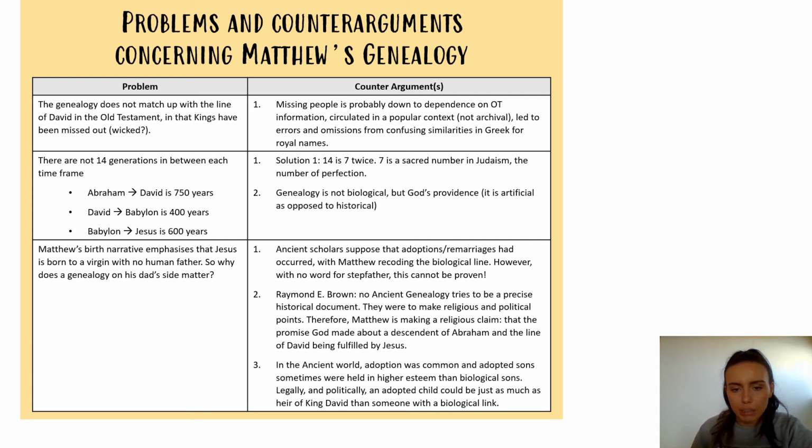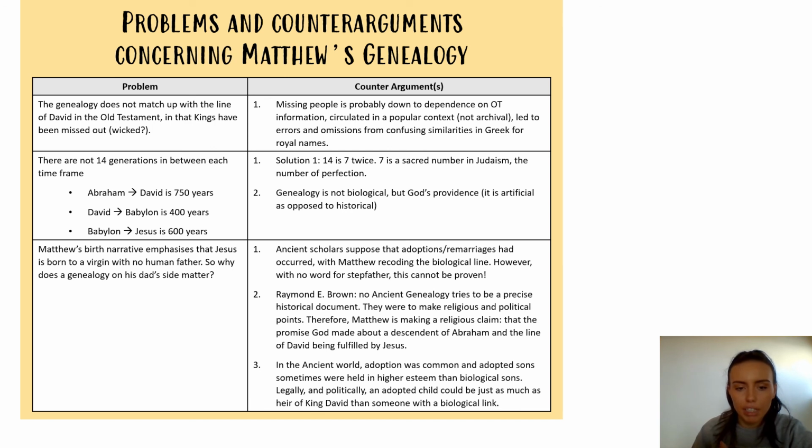Raymond E. Brown raises a point that we've already tried to make in the previous section, that this was not meant to be a historical, accurate document. Matthew is trying to make religious and political points here about who Jesus is. And in particular, what Raymond E. Brown argues is that Matthew is trying to make a religious claim that the promise God made about the descendants of David and the line of David is being fulfilled. So again, it links to the previous point that Matthew's not making this genealogy to be historically accurate. He's doing it to try and prove that Jesus descends from Abraham and David, and that's the key point.